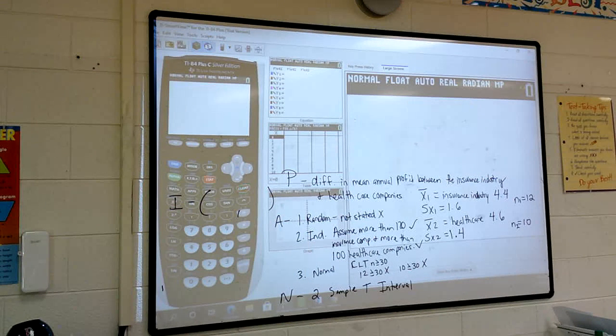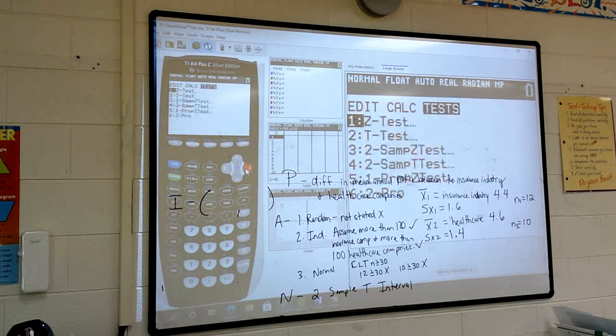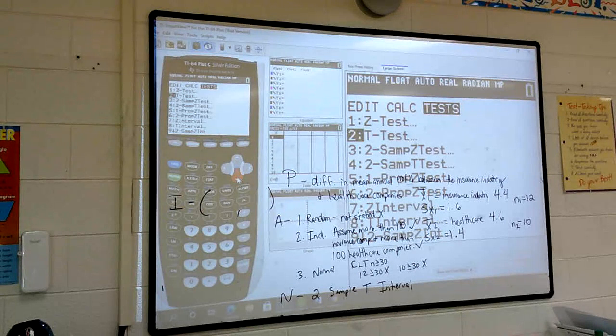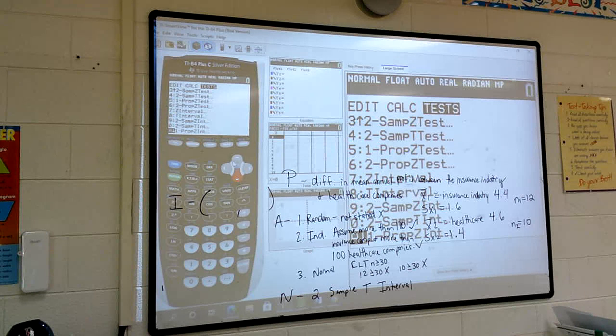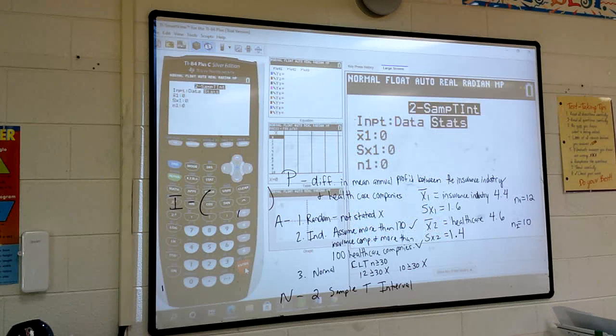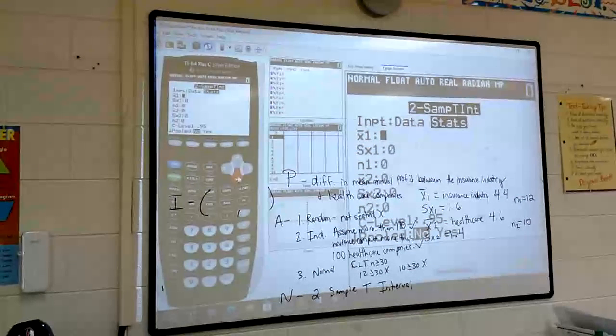Did we do one-sample T? Yes, yesterday was one-sample T, and that's just called T interval if it's one sample. All right, so 2-sample T interval is number 0 down there. I'm going to click on that, and it asks, do I have data or stats? The data would be if there's stuff to put in list 1 and list 2. We don't have that, but we do have the statistics. So the mean of the first one, that's why you want to write that in the parameter P, so that you already have all this stuff when you go to the calculator.